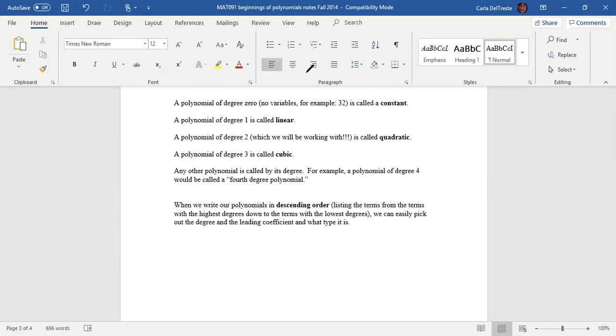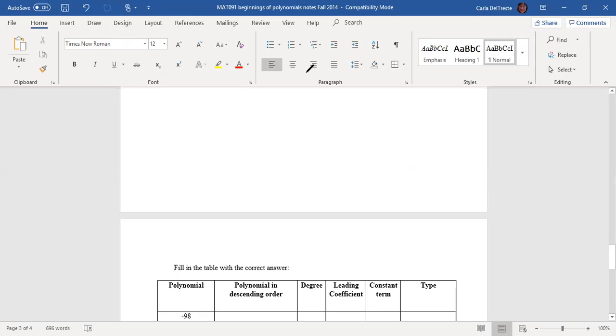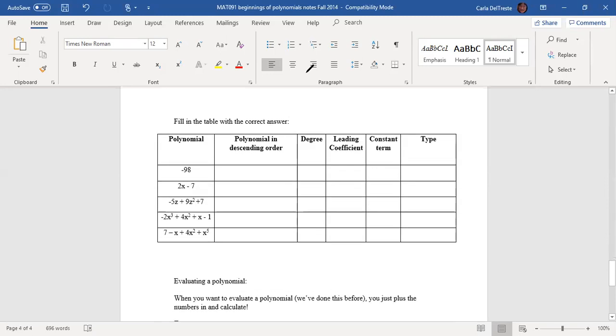We also want to try to get into the habit of writing our polynomials in descending order. So that means from highest degree down to the lowest degree. When we do that, we can easily pick out the degree and the leading coefficient because they will be leading. They will be in the front. So that's why we want to get into the habit of writing in descending order. So we're going to see examples of that next. With all that in mind, let's fill out this chart together.